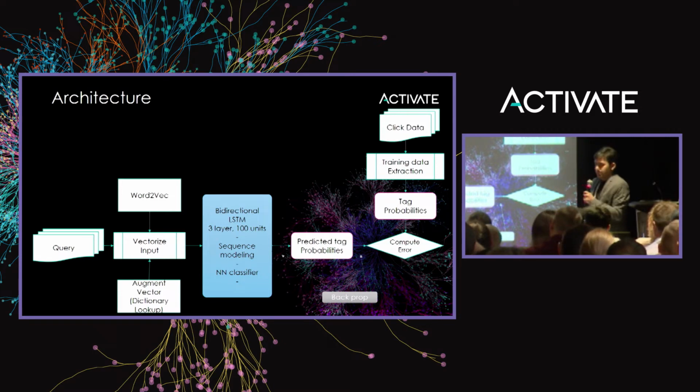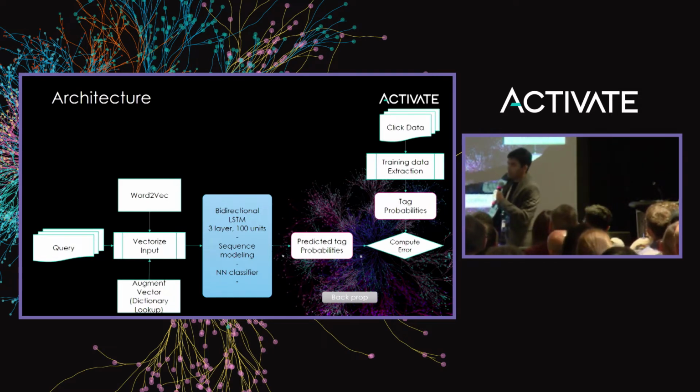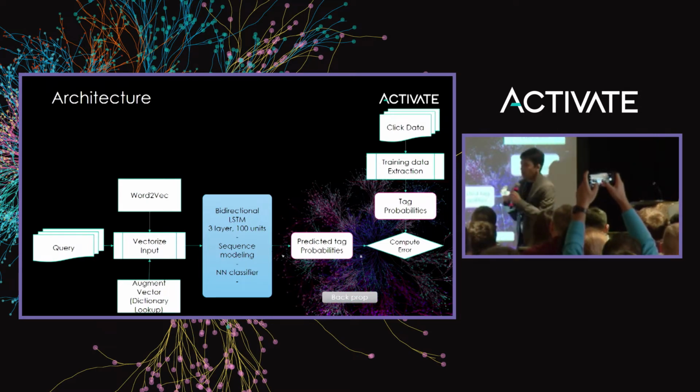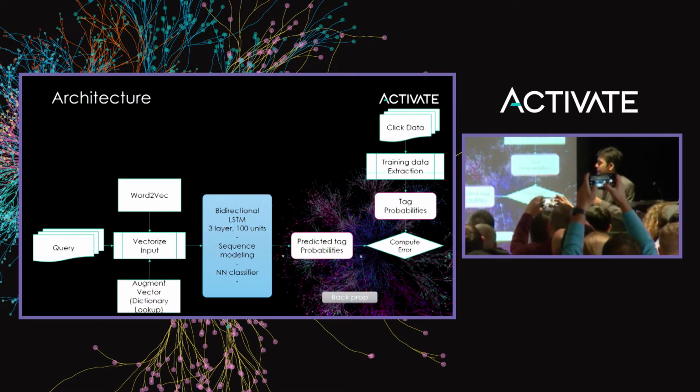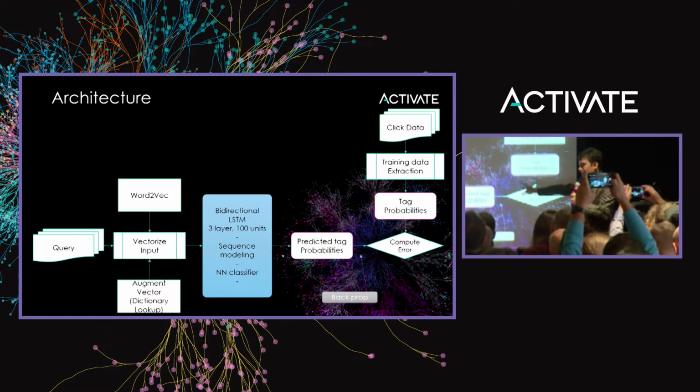So this is the full pipeline. What's happening here is we have a query. We vectorize the query, which is a sequence of tokens, using word2vec and then the augmentation vector. We then pump it into a bidirectional LSTM engine. That gives us probabilities for each of the entities we are interested in.